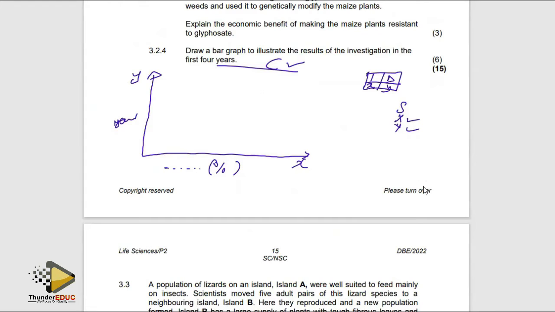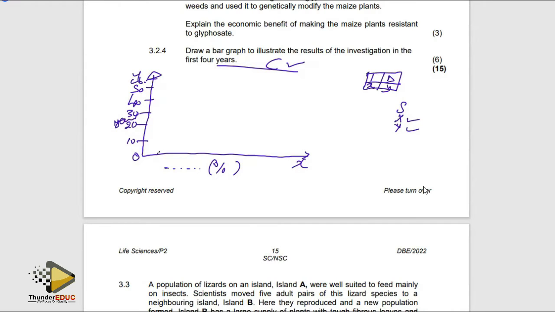So the difference between 0 and 100 is not the same as from 100 to 110. So if you start from 0, make sure that if you say a difference of 10, it must be 10, 20, 30, 40, 50, 60. It must be consistent. If you don't do that, you're going to lose a mark.